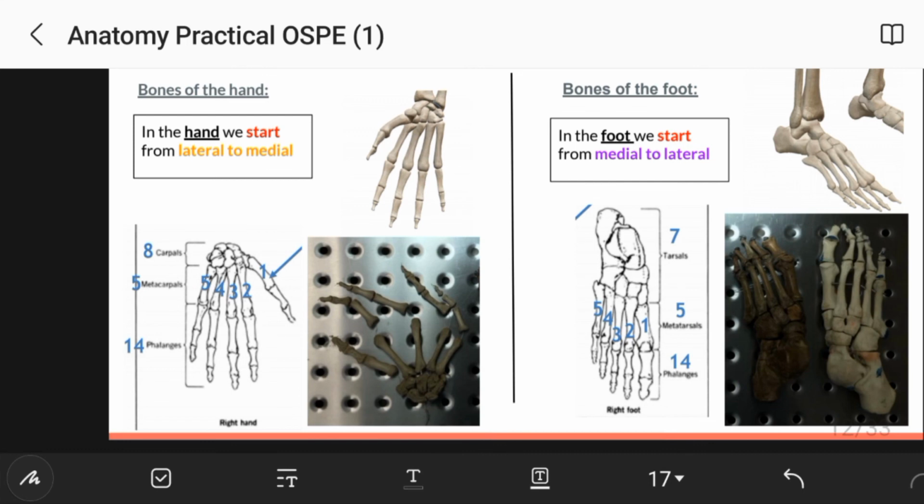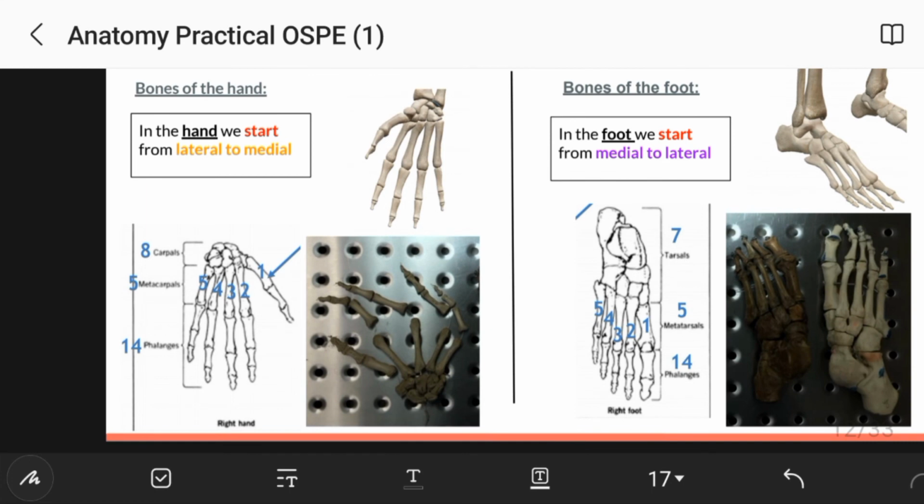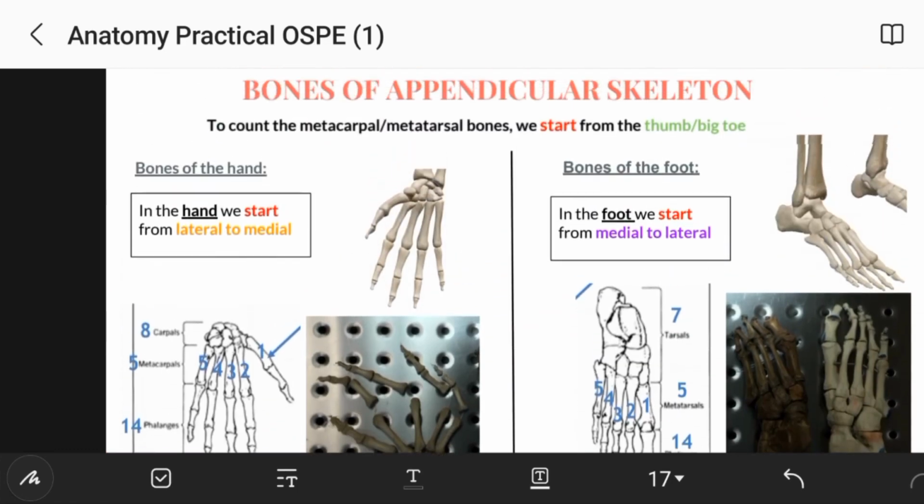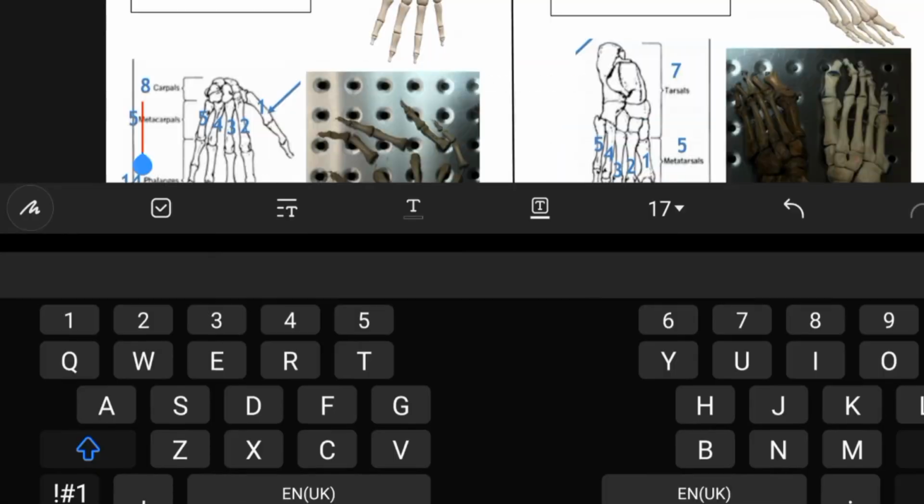You should know these bones and their names, as we can ask in the x-rays or OSPE. So this was all about the anatomy practical OSPE.